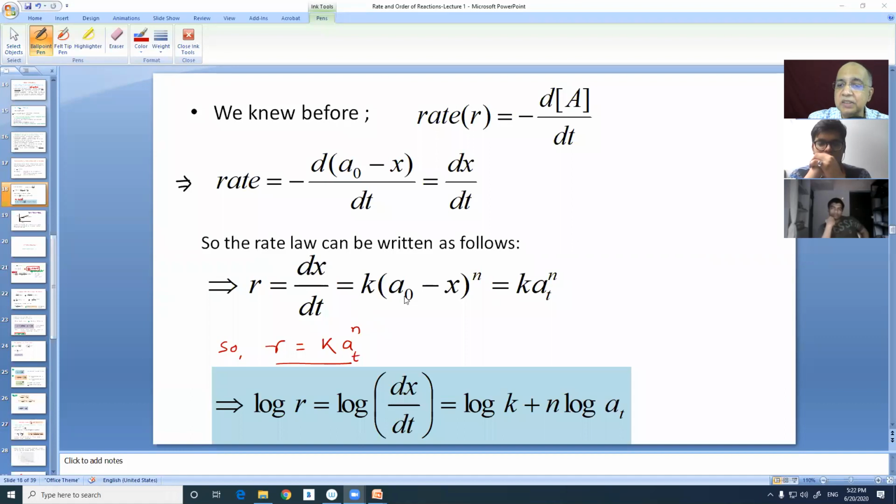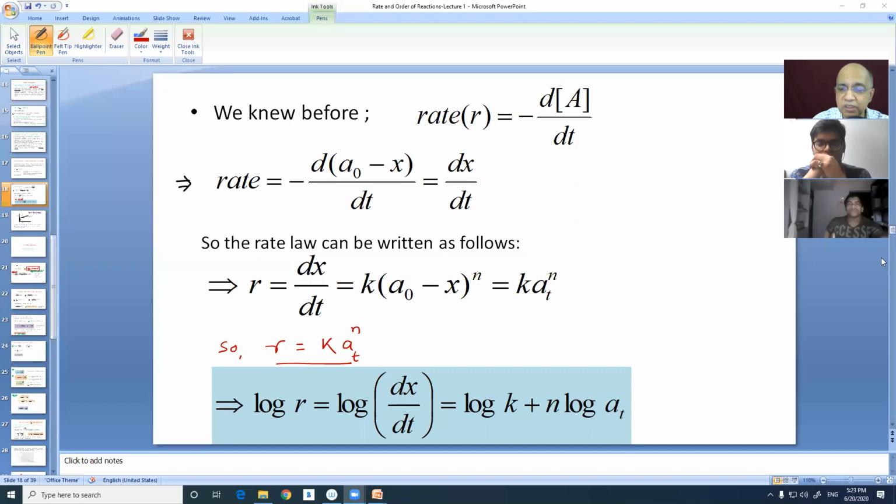AT is nothing but A0 minus X. AT to the power N, N is the order. Rate is equal to K into AT to the power N. R is the rate whose mathematical expression is dx by dt now, and K is the rate constant, AT to the power N. And if you operate log to the base 10 on either side, it will be log R, that means log dx by dt is equal to log K plus N log AT.